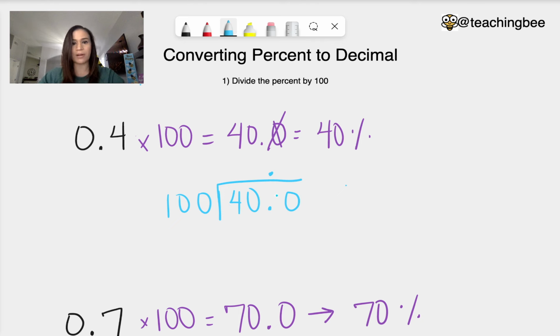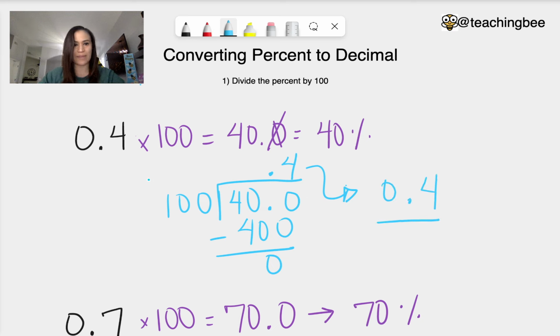So then 100 does go into 400, or it does multiply something to get 400 evenly, which is 4. So 4 times 100 is 400. And that leaves us with no remainder, so we can stop there. So our answer, turning 40% back to a decimal, gives us 0.4. We have the same answer as we had originally.